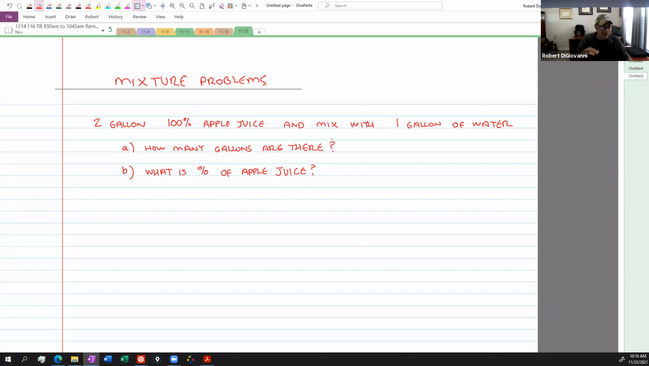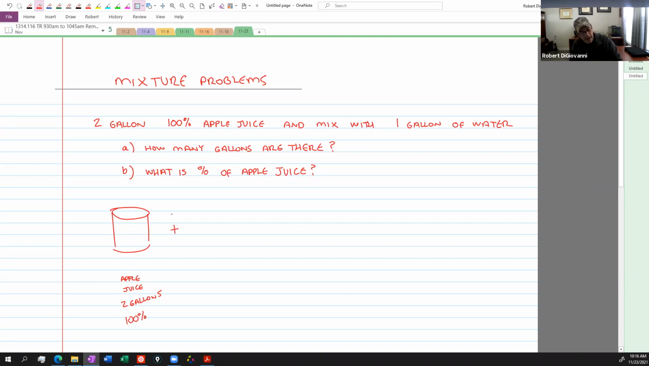With these problems, I like to draw pictures, all right? So I draw like a little container. This is my first container. This is my apple juice here. And I have 2 gallons of it. And it's 100% apple juice, right?